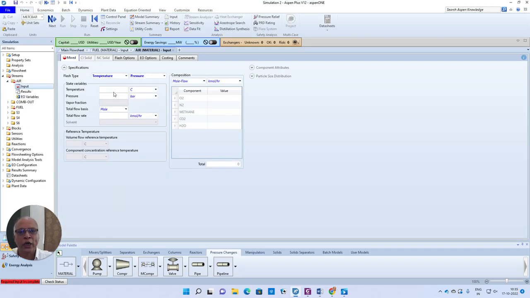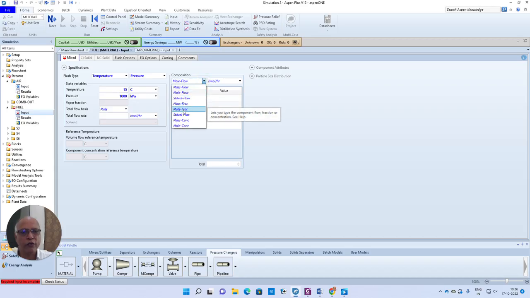So we are defining the fuel. We know all the details: 15 degrees centigrade and 1000 kilopascals, and it is entering at the rate of 3000 kg per hour, methane. Next. This is with respect to air, which is also entering at 15 degrees centigrade and 1000 kilopascals. And you know the composition of air for all practical purposes is taken as 21% oxygen and 79% nitrogen.